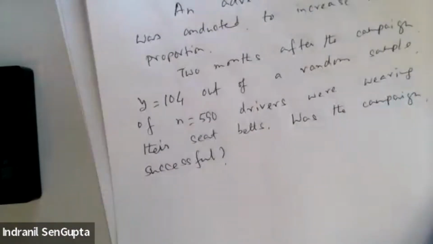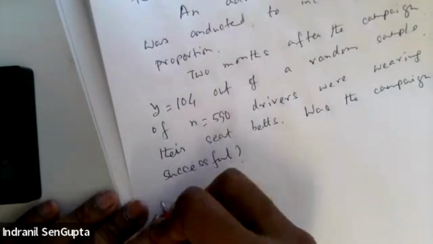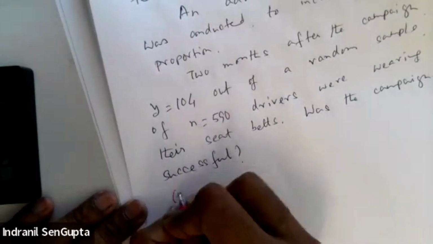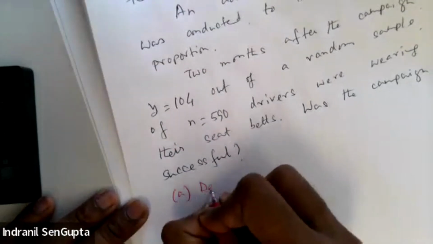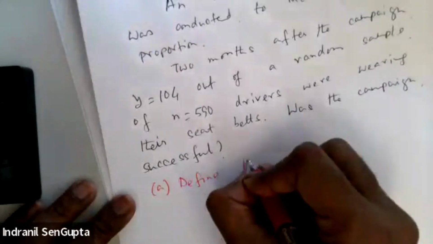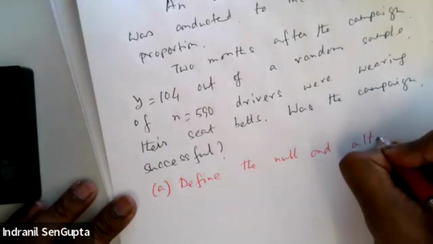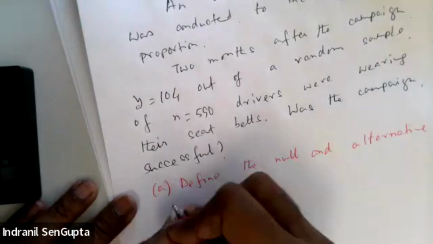And we'll do it in three steps. So first of all, part A is define. This is the main problem, and we'll be defining the null and alternative hypothesis.